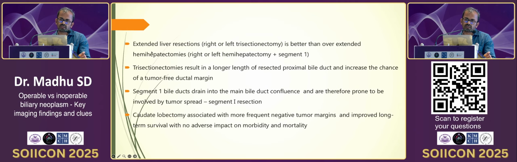So usually the normally advocated method is either left or right hemihepatectomy. The disadvantage with this kind of surgery is that they may leave behind some of the tumor. The R0 may not be achieved. However, the FLR will be good.